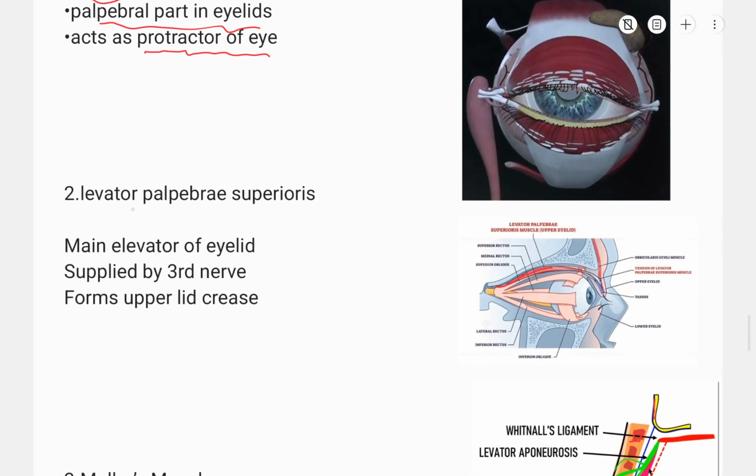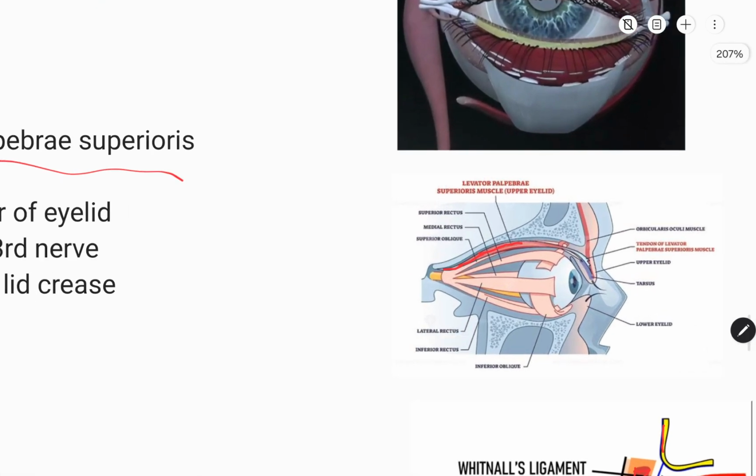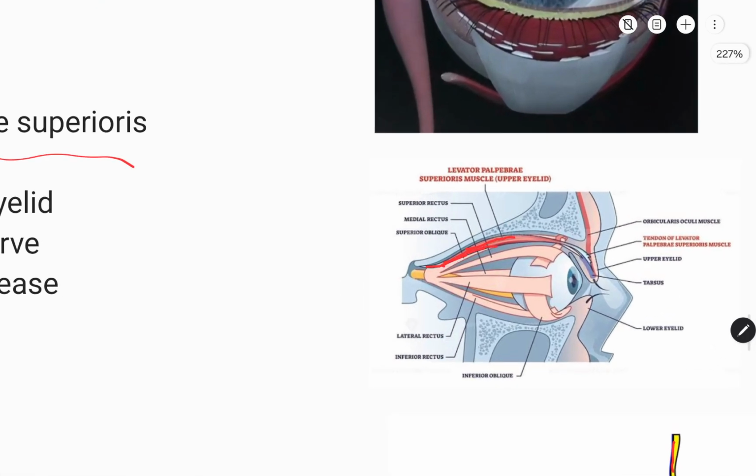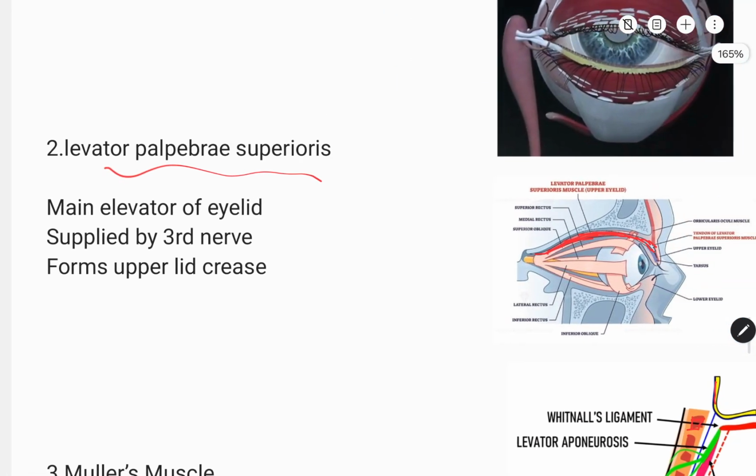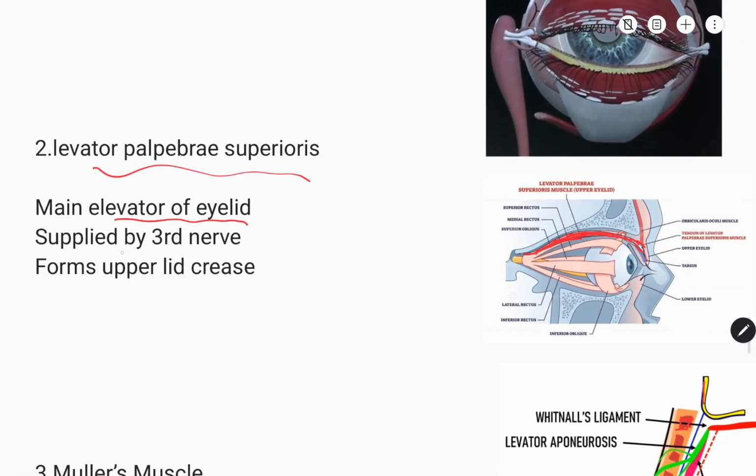The other is levator palpebrae superioris. You can see this muscle. This is the levator palpebrae superioris muscle. So after its origination, in the end it forms the aponeurosis like this one. It is the main elevator of the eyelid. It is supplied by the third nerve and it also forms the upper lid crease, as we have discussed earlier about the upper and lower lid crease.